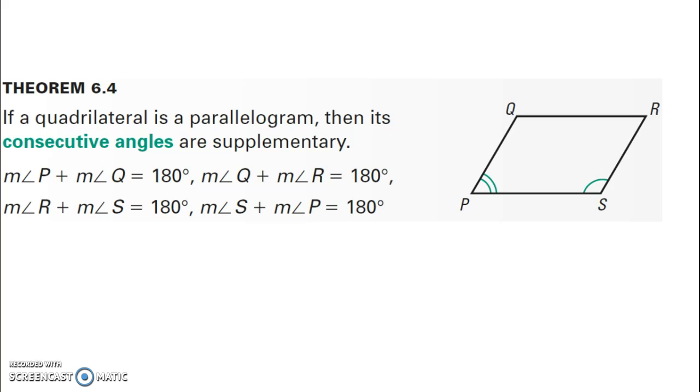Our consecutive angles, meaning the ones next to each other, are supplementary, meaning they add up to 180. So for instance, if this angle were 75 degrees, I can now figure out that this angle, because they have to add up to 180, would have to be 105 degrees. Using the former properties, I also know if this one's 75, this one's 75, and if this is 105, this is 105. So when we're talking about parallelograms, we only need one angle, and we can figure out all four for the figure.